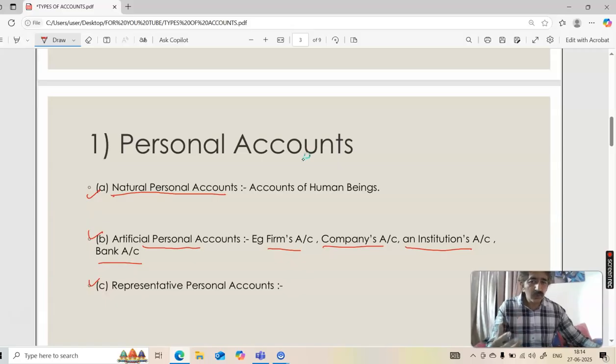So a school is not a natural personal account. It is not an actual human being. Okay, St. Joseph's Academy is the name of an institution. I hope this is clear. Okay, similarly, if someone is making a payment and drawing a check in the name of Reliance Industries Limited, so that's the name of a company. I hope it's clear. So bank account is also a personal account, but it is an artificial personal account because it's a banking company.